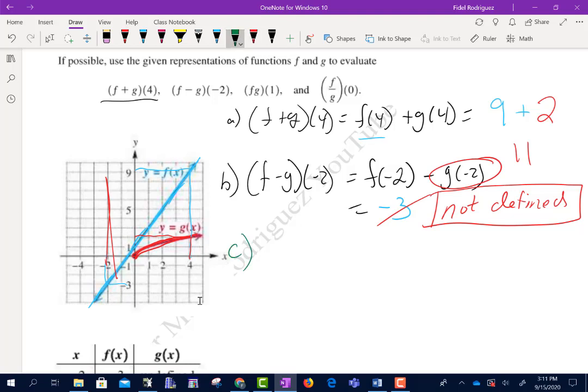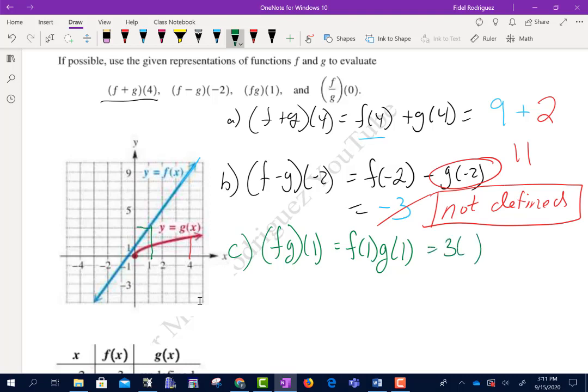Alrighty, let's do part C. Part C says we're going to find f times g of 1, which means I'm going to find f of 1 and multiply it by g of 1. Okay. So let me clean up some of this mess. Okay. F of 1 means I'm going to go to when x is 1. What is my y value here at 1? That appears to be 3. Okay. I'm going to go here to 1, and I'm going to go to the right. That appears to be 1. And 3 times 1 is 3. Okay. And then we're going to do D as in dog.